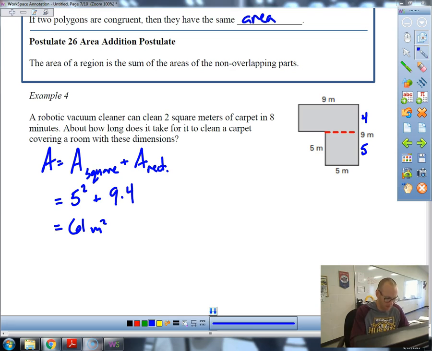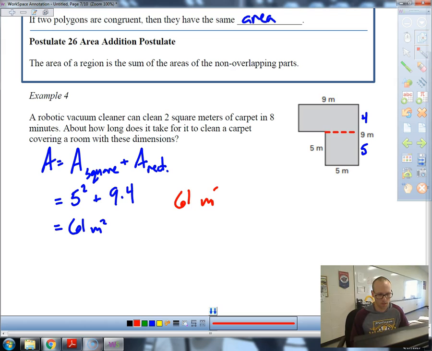Now that wasn't the answer to the question. We're still problem solving here. How long does it take to clean the carpet? Well, it can clean 2 square meters of carpet in 8 minutes. It's been a little while since we've done this in class, but I'm going to use multiplying fractions with my unit analysis to change my area into time. I'm going to take 61 square meters and put it over 1 times, the robot can clean 2 square meters of carpet in 8 minutes.